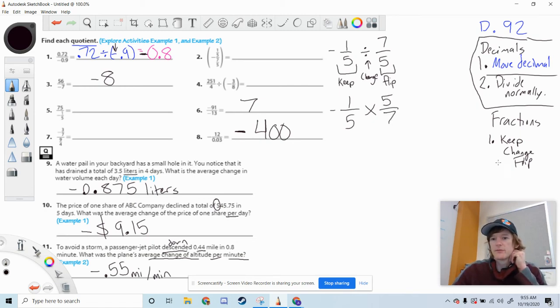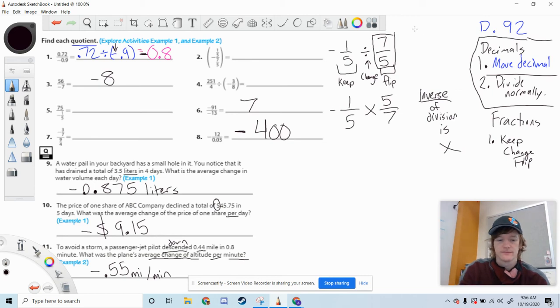The reason this works is because instead of dividing, we're going to be using the inverse of division. The inverse of division is multiplication, but if we do that, we have to use the inverse of our fraction. The inverse of division is multiplication. I'm going to write the word multiplication.